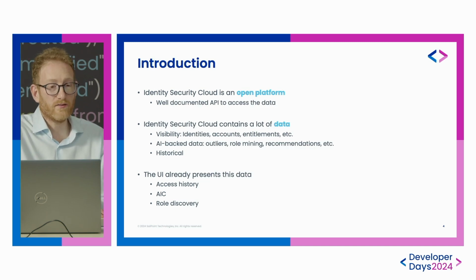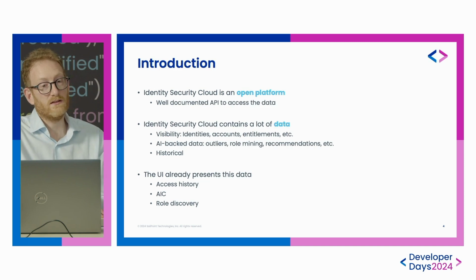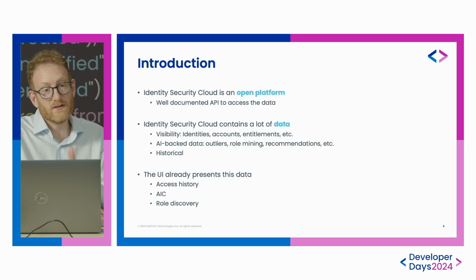We also have data related to AI, so either detected outliers, role mining and role propositions. We may have recommendations about access requests or within certifications. And we also have historical data to get the states of identities and all the governance events around these identities.